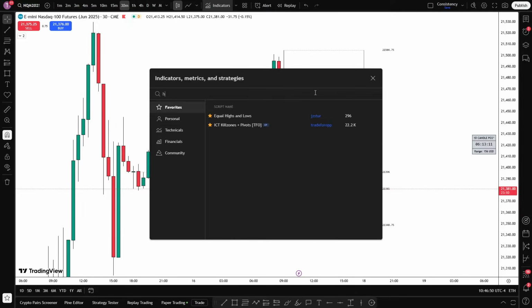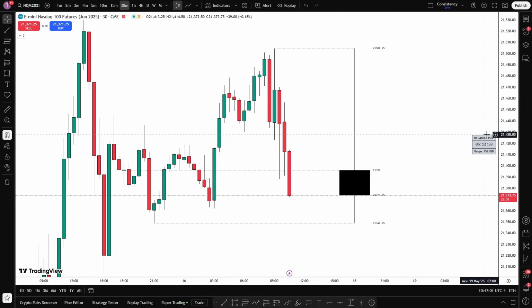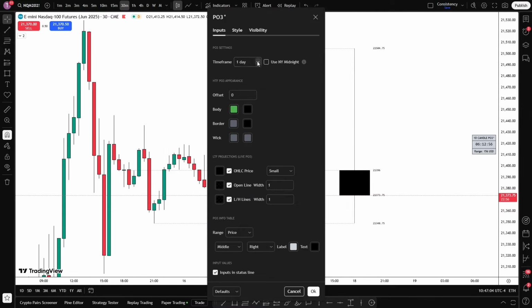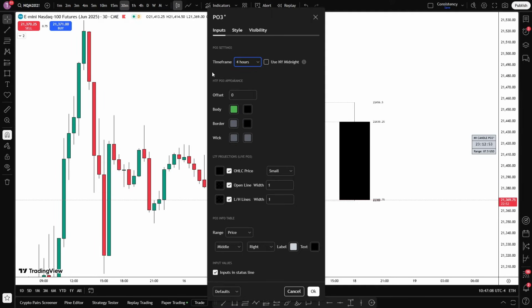Okay, so I'm just going to show you the indicator that I use just to simplify this for myself. It's called the Higher Time Frame Power of 3 by 2 Degrees. You'll see it right here, 2 Degrees. So once you've got this on your page, I double click this personally, and I put this down to the 4-hour time frame. This is just where I find it works the best.